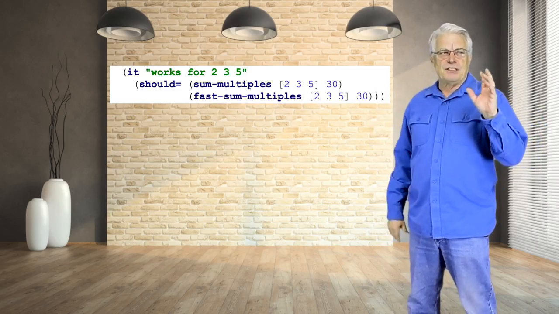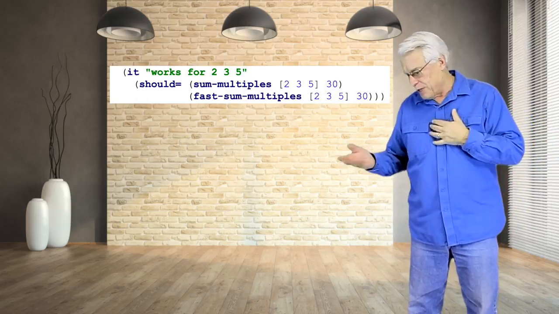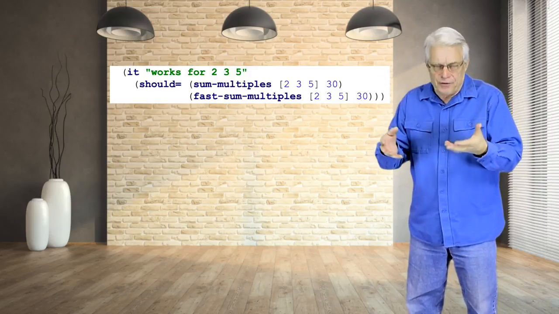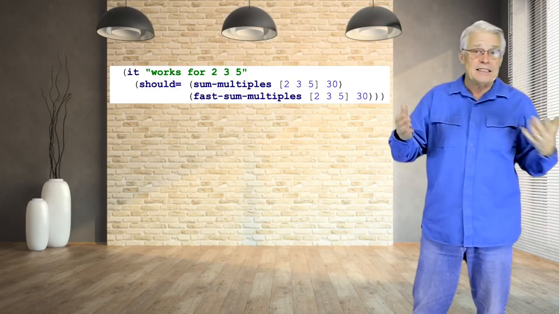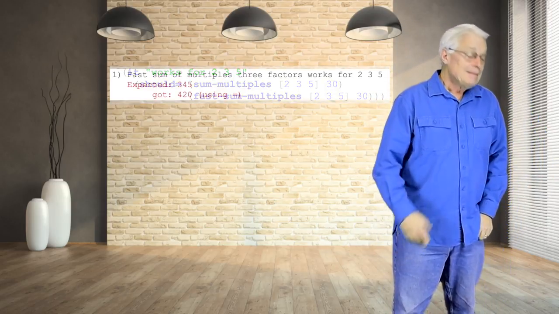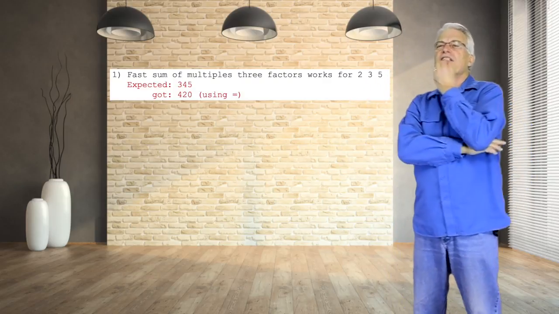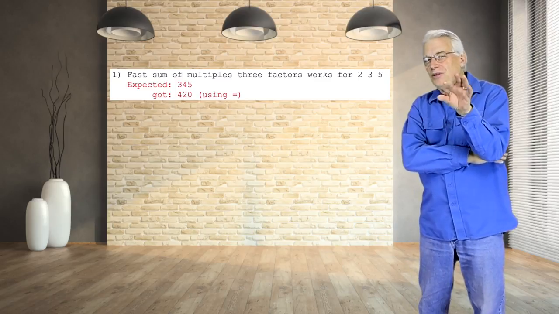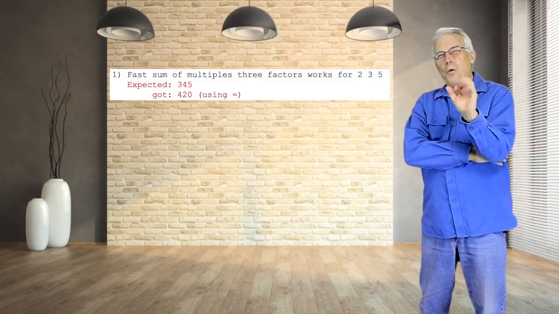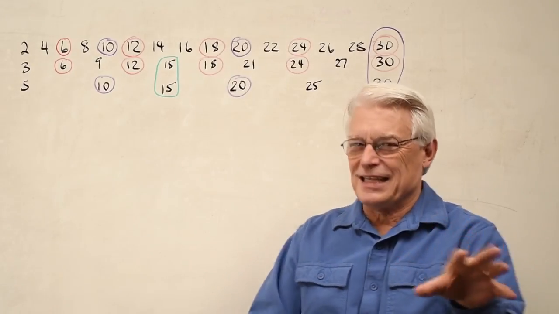So next comes the test for 3 factors. And as always, except when I'm being cocky and dumb, we will do the most degenerate or the simplest test. And in this case, the simplest test would be the first 3 prime numbers. And of course this fails, but it fails for an interesting reason. The result is too large by 75. Why 75? So let's draw this out.